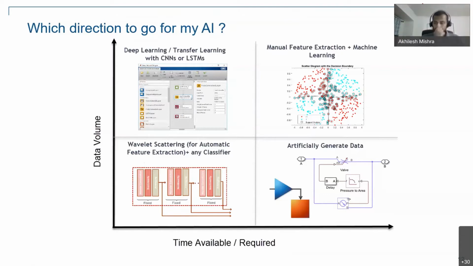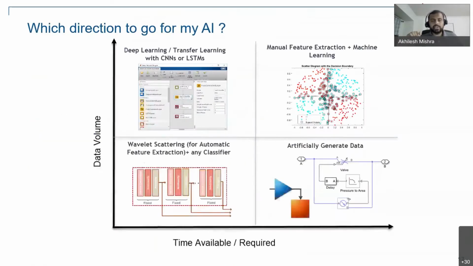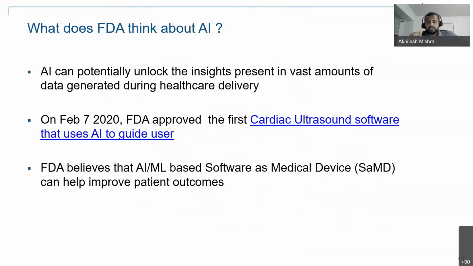So that being said, I would like to mention FDA's take on AI. FDA is one of the certification authorities in the United States, and they predominantly dictate every single medical device which comes out in the market. Last year, FDA did approve the first cardiac ultrasound software and also came out with some AI guidelines for the certification. And it is encouraging companies to actually use AI and machine learning for software as a medical device, or SAMD. And it does believe that it can help improve the patient outcomes.